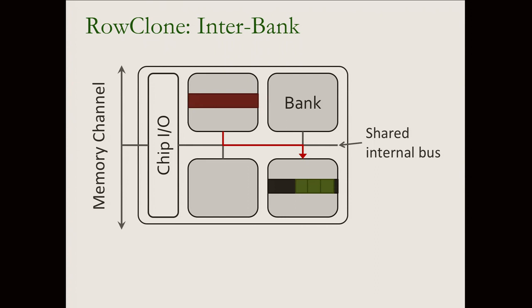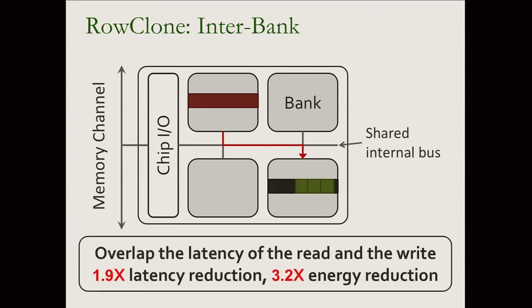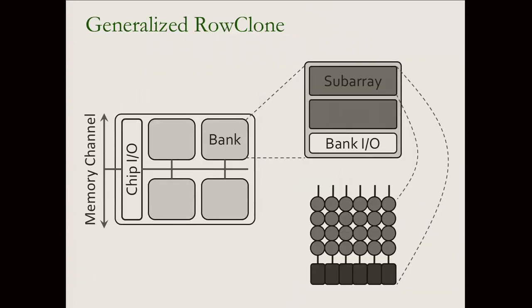Okay, so if you actually do this copy across an entire row over here from this bank to another bank, your latency reduction is lower. It's about 2x, and energy reduction is also lower. It's about 3.2x, which is still not bad, but maybe this is not the best way of taking advantage of RowClone.